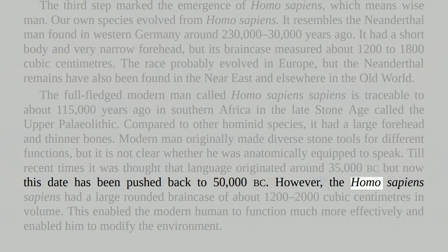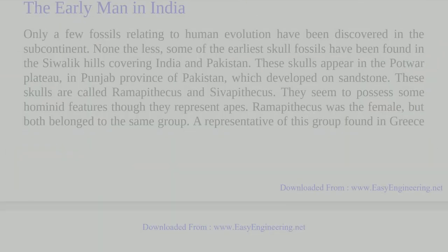The early man in India. Only a few fossils relating to human evolution have been discovered in the subcontinent. Nonetheless, some of the earliest skull fossils have been found in the Siwalik Hills covering India and Pakistan. These skulls appear in the Potwar Plateau, in Punjab province of Pakistan, which developed on sandstone. These skulls are called Rumpithecus and Siwapithecus.